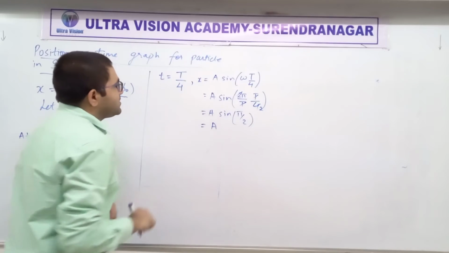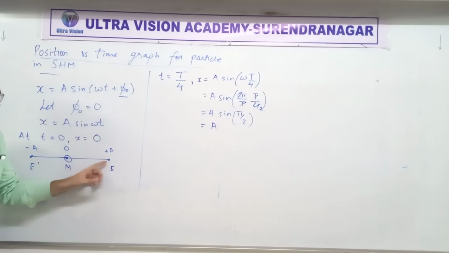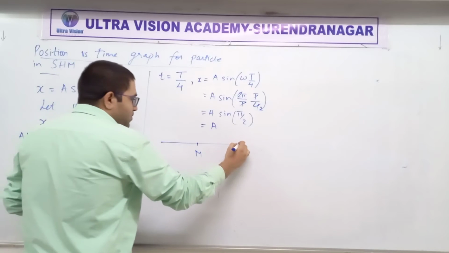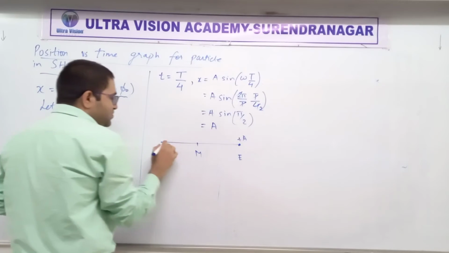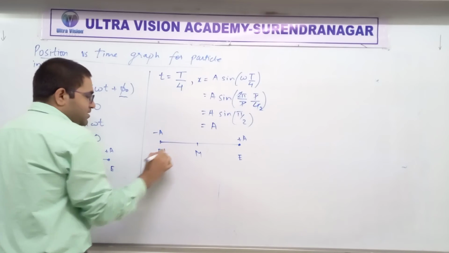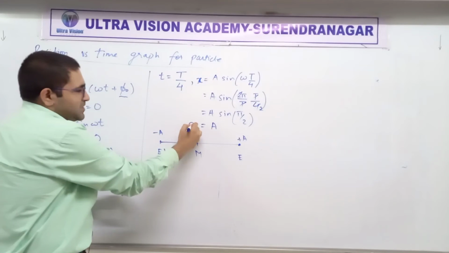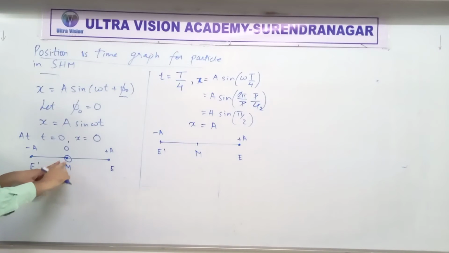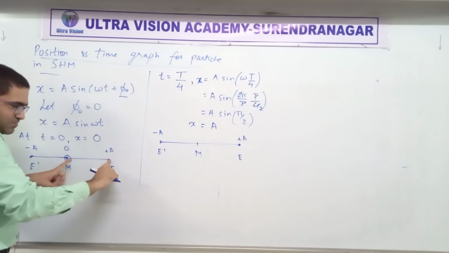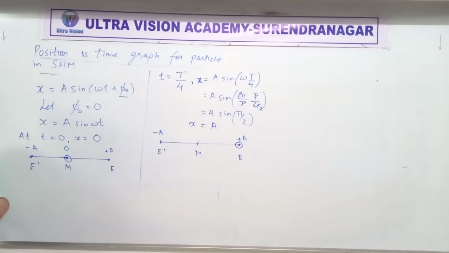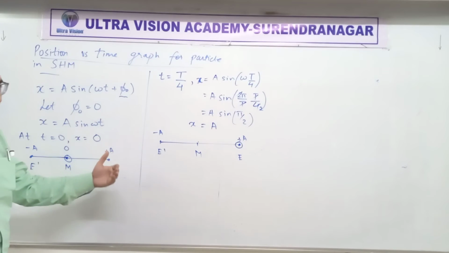So sine pi by 2 is 1, so x equals a. Like I said, the particle will be here. So let's draw a new diagram. I suggest that everyone draws it, that way you will be able to imagine what is going on. When t is capital T by 4, x is equal to a. That means from here the particle started moving and it went here. Did you understand the second diagram?